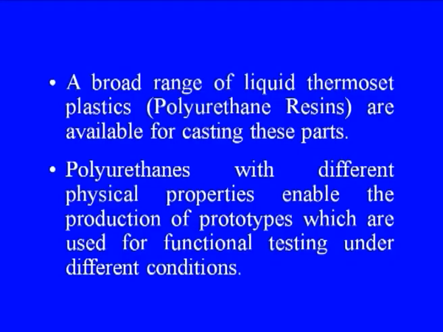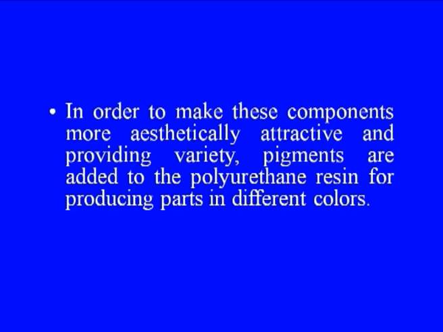A broad range of liquid thermoset plastics, that is nothing but polyurethane resins, are available for casting these parts. Polyurethanes with different physical properties enable the production of prototypes, which are used for functional testing under different conditions. In order to make these components more aesthetically attractive and providing variety, pigments are added to polyurethane resin for producing parts in different colors also.